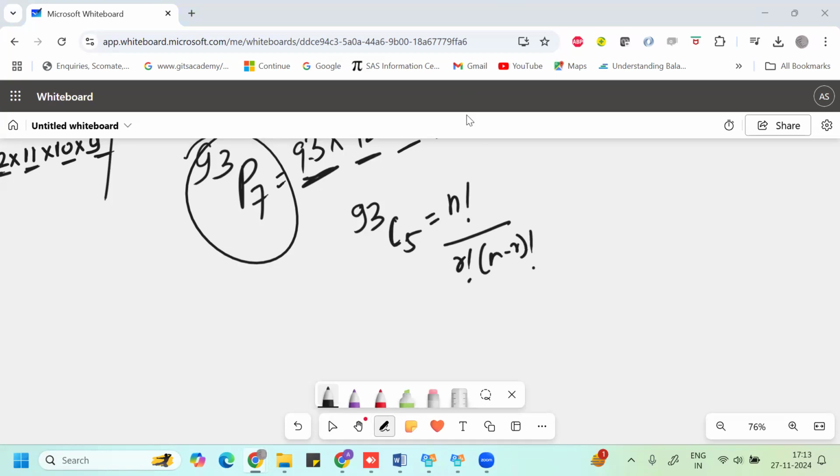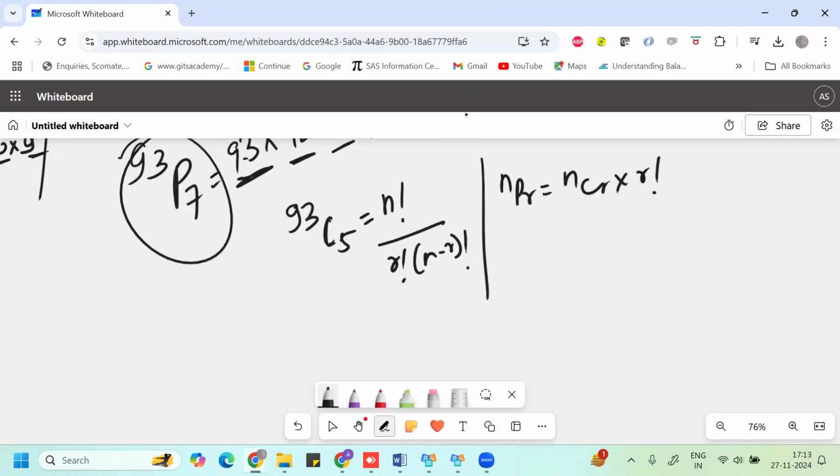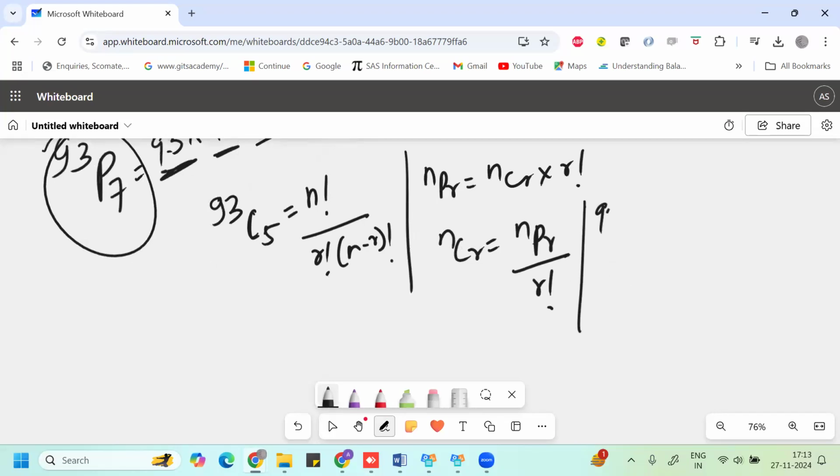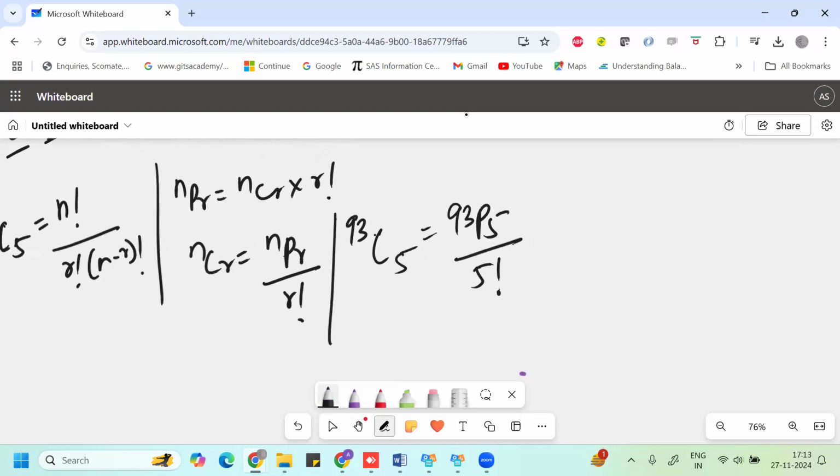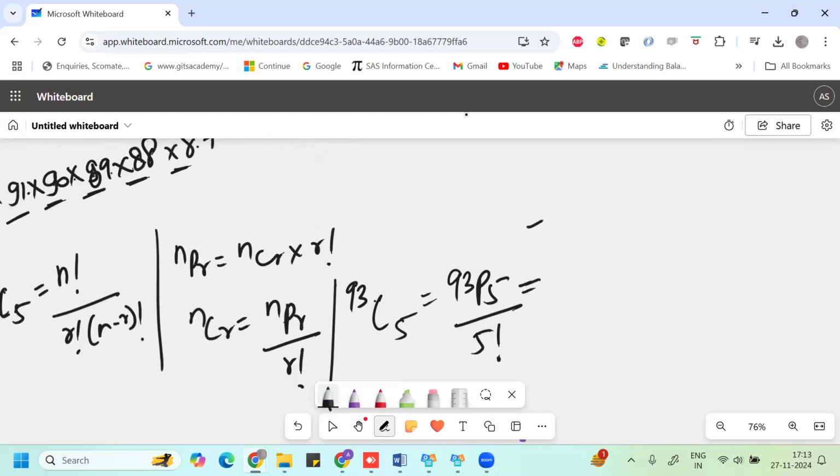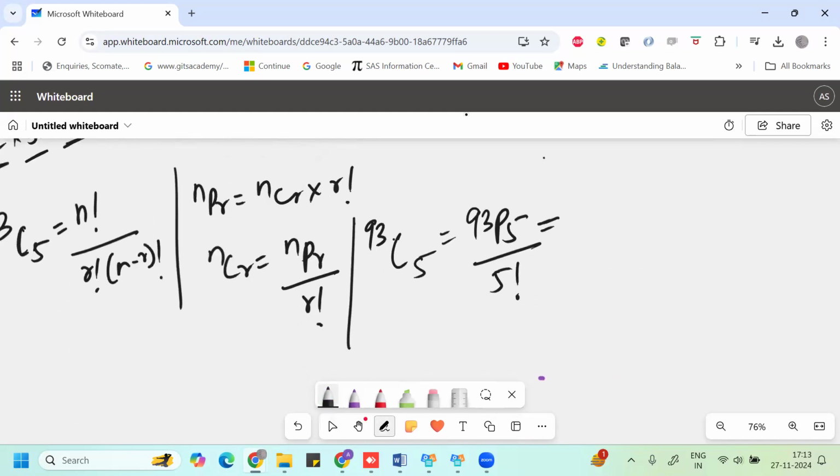So what I will suggest, you know now NPR is equal to NCR into r factorial. So NCR is equal to NPR by r factorial. So if I'm asking you what is 93C5, write 93C5 as 93P5 by 5 factorial. What is 93P5? Just now I taught you how to do P. So this would be 93 into 92 into 91 into 90 into 89. Total 5.